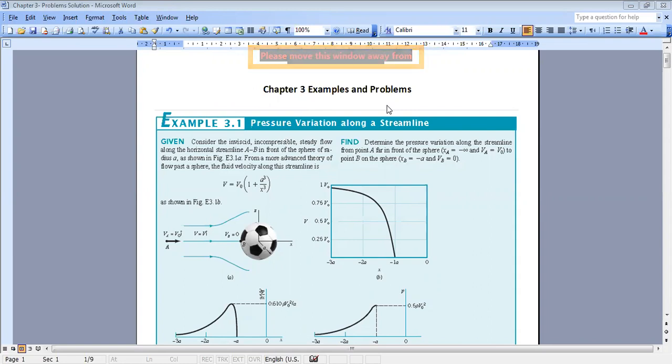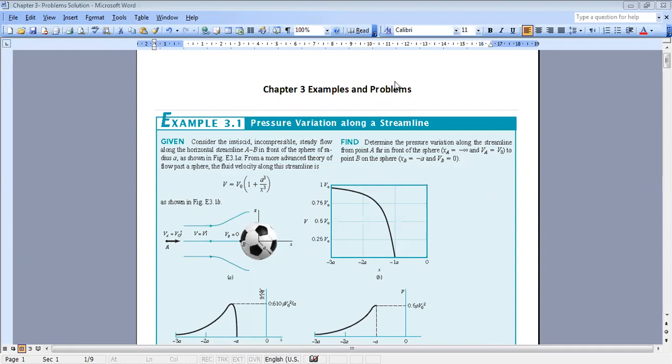From a more advanced theory of flow past a sphere, the fluid velocity along this streamline is V equals V0 times (1 plus A cubed over x cubed). We should determine the pressure variation along the streamline from point A far in front of the sphere until point B, which is on the sphere. It is given that x of A is at minus infinity, corresponding to an initial velocity V0, and point B is called a stagnation point. The velocity at B is 0.